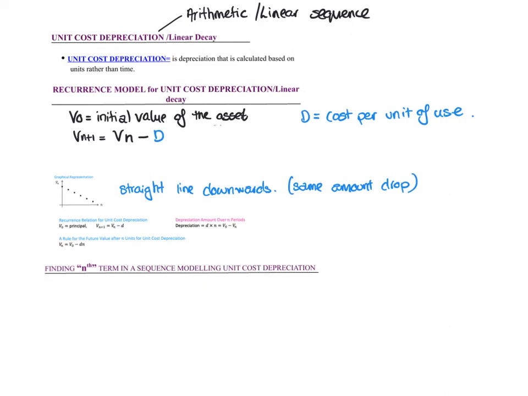Okay, so once again, we've got a recurrence relation for unit cost. Now we're going to make an n-term formula, which is the same as the flat rate, but obviously the D is found in a different way. So it'll be N times D, and where D will be the cost per use. All right, so let's do a couple of examples on page.